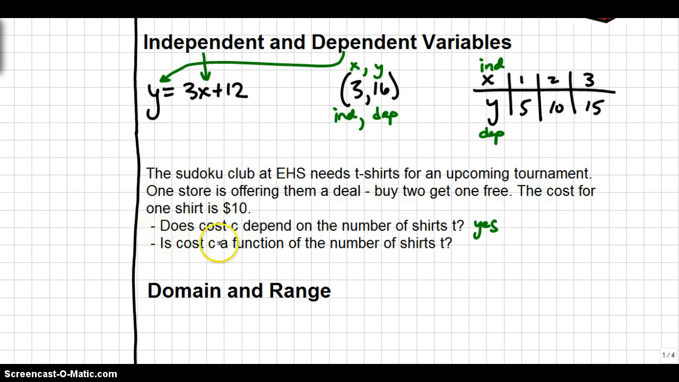Typically the way the book will ask that same question is slightly different wording. The book is going to say, is cost, C, a function of the number of shirts?